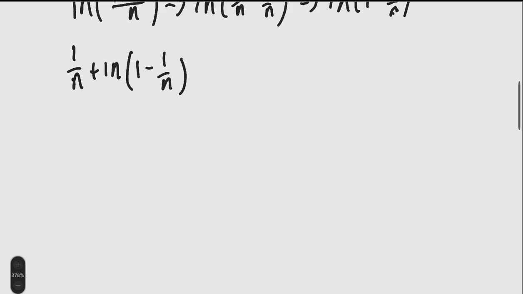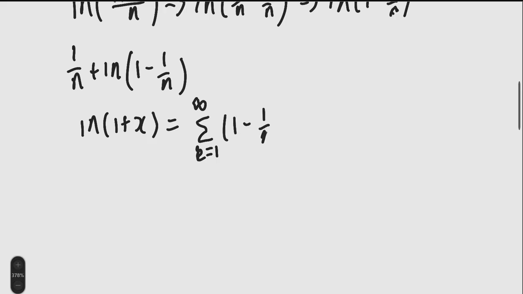So let's look at my friend Taylor. He came up with this series called the Taylor series. And for ln of 1 plus x, it's basically going to be the sum running from k equals 1 to infinity of 1 minus 1 over n. What am I saying? Genuinely, what am I saying?